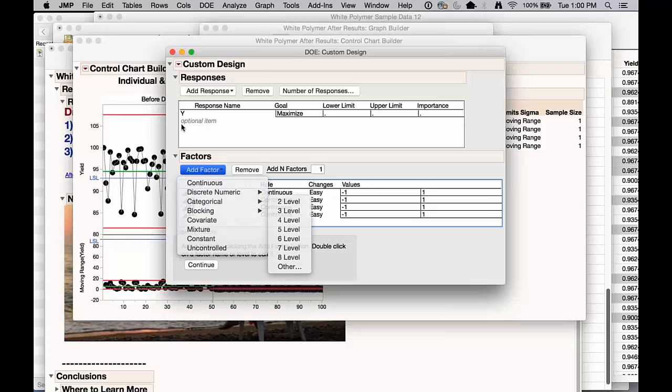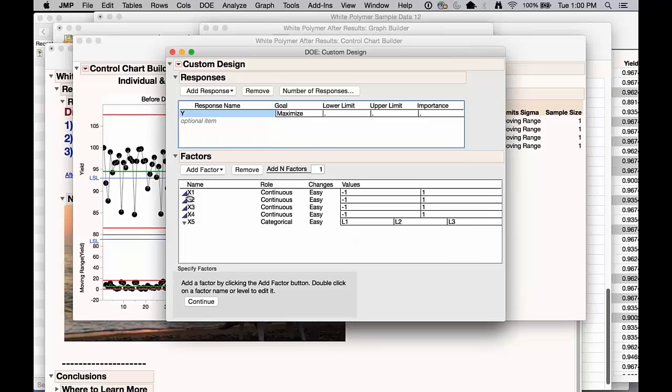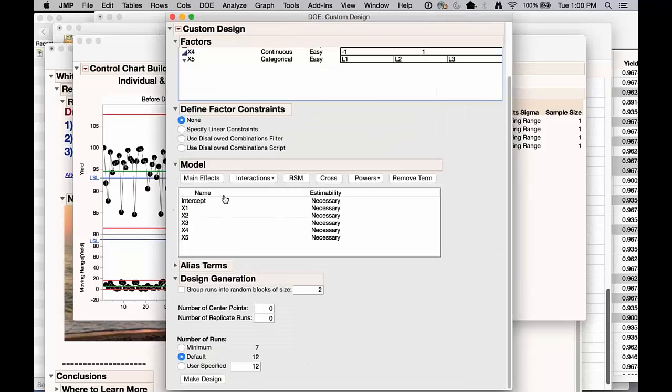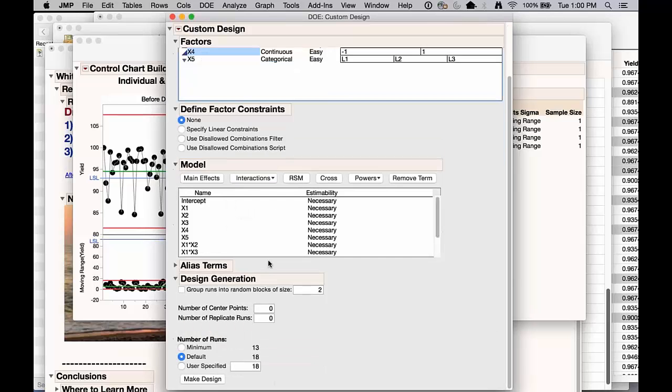Let's make this more interesting. So here I've got a response, and I've got several continuous factors, even a categorical 3-level factor. I say continue, and maybe I think these things might be interacting. So it's telling me I can do from 13 to 18 runs. You're saying I'm simulating, and I'd like to add replicate runs. I'd like to add center points. You could type them in right here. You could say I would like to do 25 runs. It will go and it will make a design for 25.